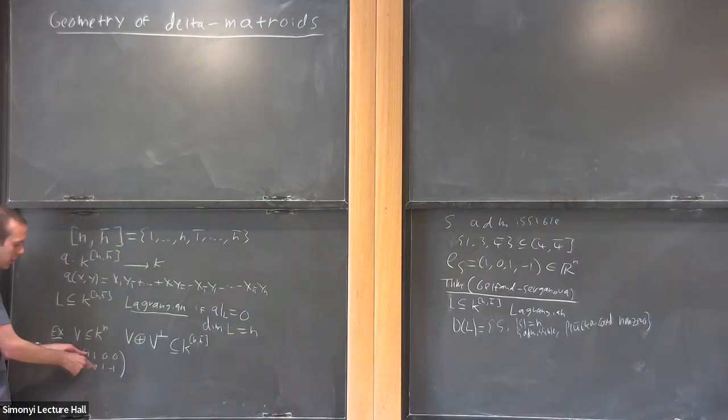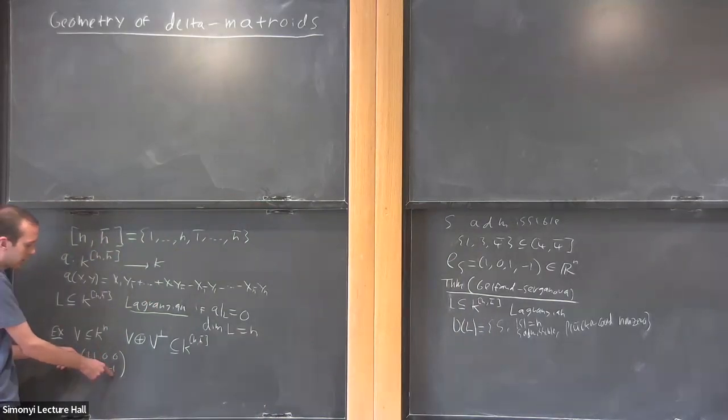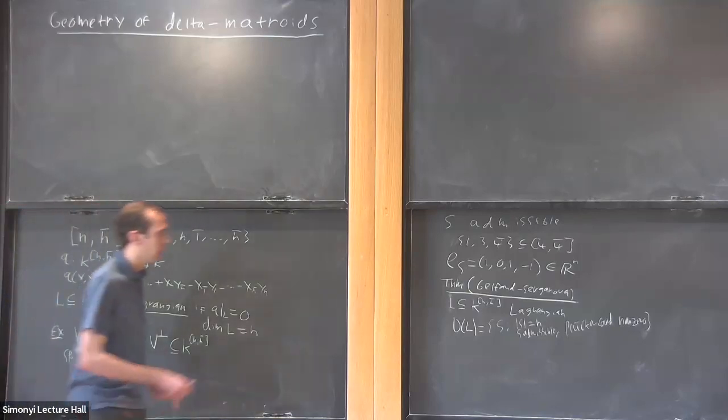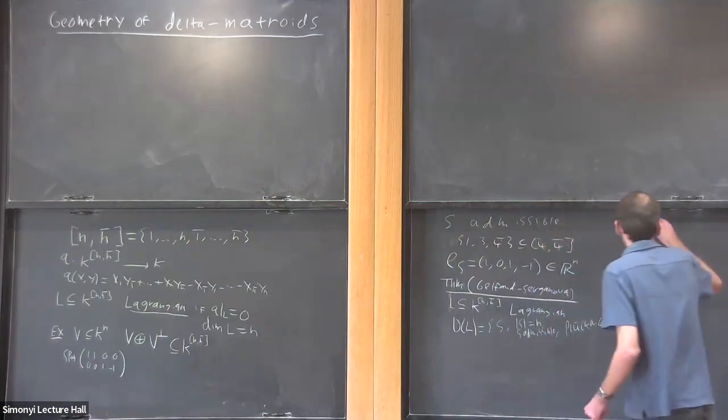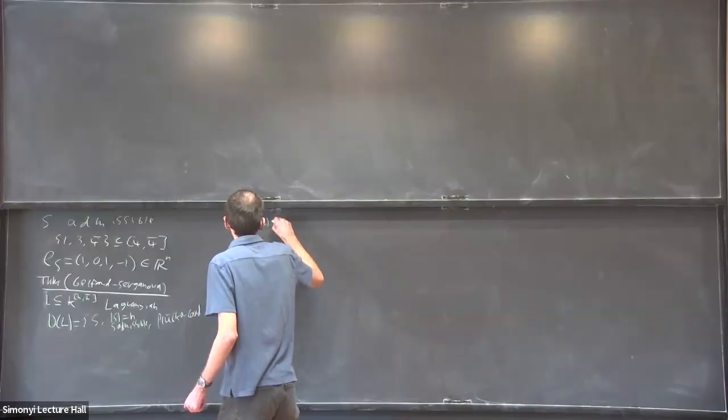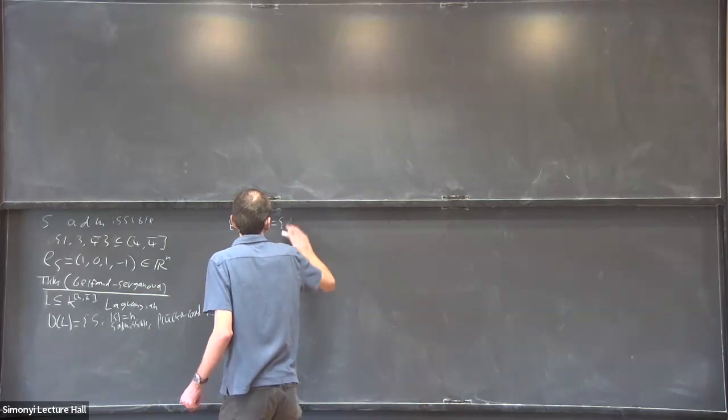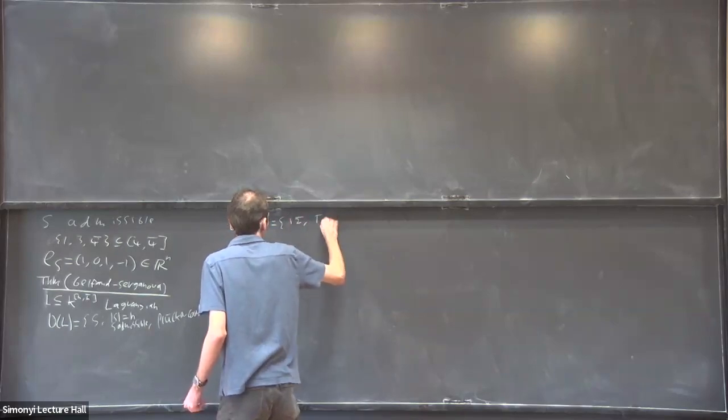So in this example, the minor corresponding to 1, 2, the determinant of this, is 0. So that's not in D of L. But if I look at 1, 2 bar, then the determinant of this 2 by 2 minor is not 0. So 1, 2 bar is in D of L. Similarly, for 1 bar 2, the determinant of this matrix is not 0, so that's in D of L. But then 1 bar 2 bar is not in D of L. So in the example, D of L is equal to 1, 2 bar and 1 bar 2.